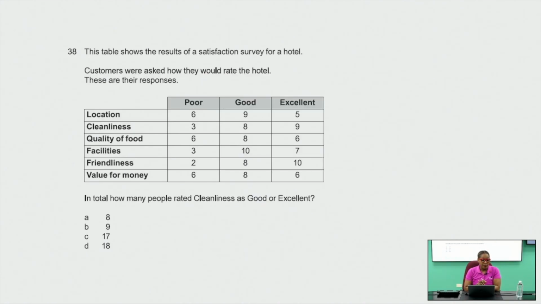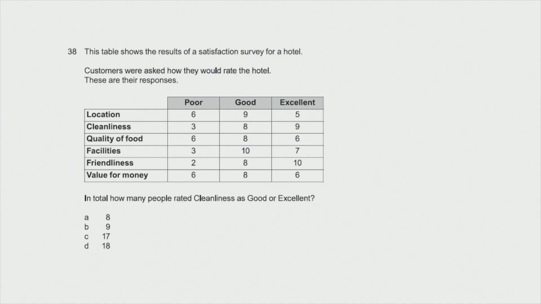All right. So we are at question 38. Hope you're following along. Hope I am clear and not moving too fast. Let us go to question 38.